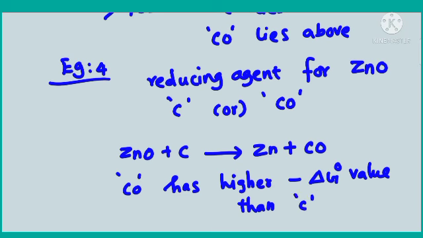The one which has the greater delta G naught value will be the more effective reducing agent. So these are the different applications of the Ellingham diagram. I hope you understood how the Ellingham diagram is helpful to us to find the suitable reducing agent required for reduction of a metal oxide, as well as the exact temperature range at which a metal oxide can be reduced into metal. Thank you.